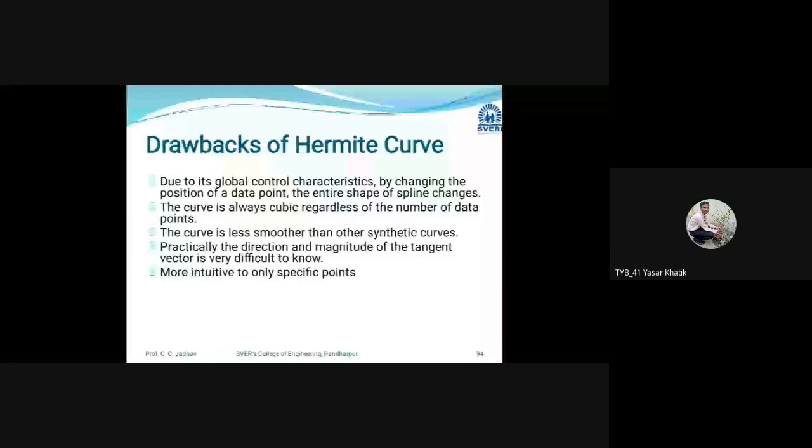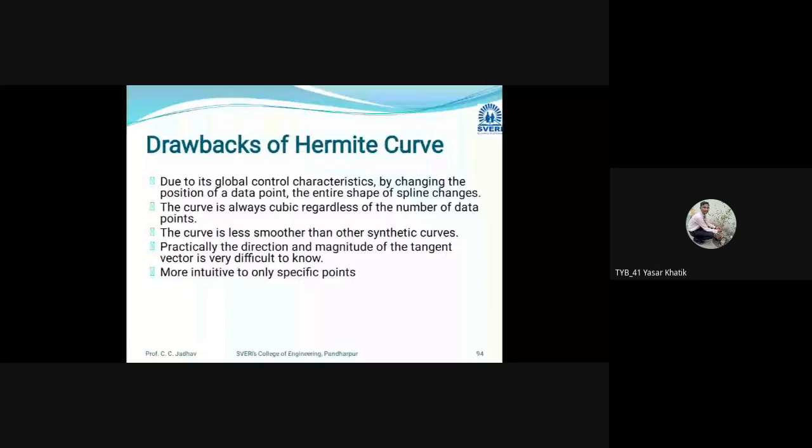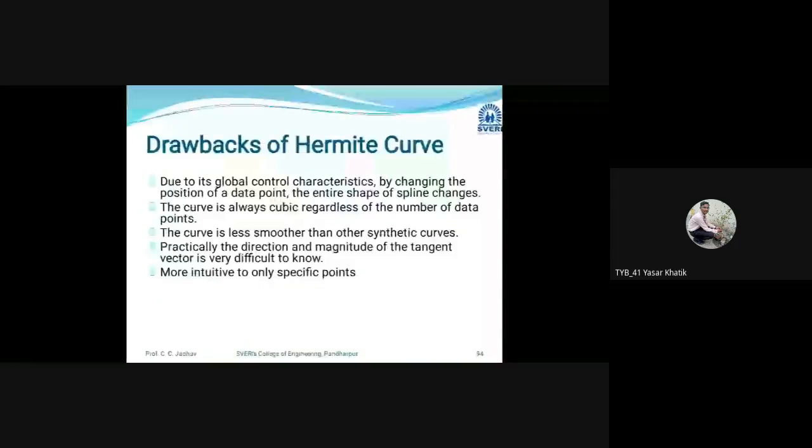Some drawbacks of this Hermite curve: due to its global control characteristics, by changing the position of the data points, the entire shape will be changed. Suppose I want to change the shape of the curve. Once I use the control point for changing the curve, whatever the original shape of the curve was, that will be changed. So this is the drawback.